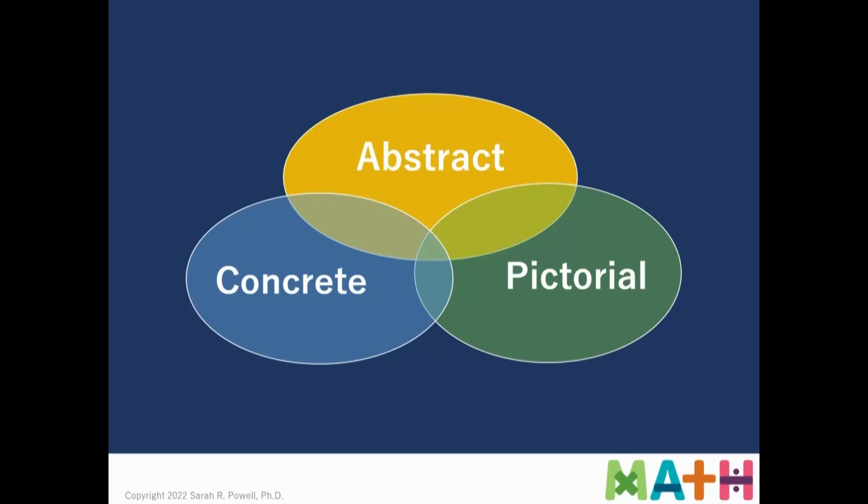The other thing that's important to think about is that this isn't a sequence. Notice I have all of these overlapping, and that is intentional. So if I was using base 10 blocks to go back to our problem 26 plus 79, I would likely have 26 plus 79 written right here as I am using those base 10 blocks to help students understand what it means to add two tens plus seven ones, and so on. And so often these are overlapping. It's not one or the other.